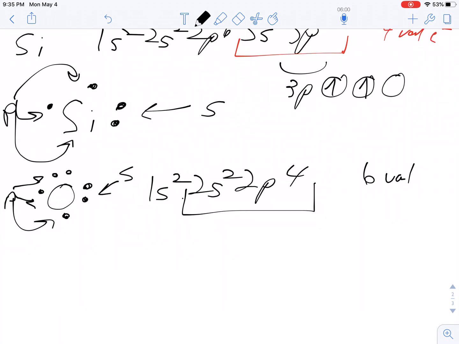So in our next video, I will show you how to start taking these atoms and combining them to form molecules and compounds.